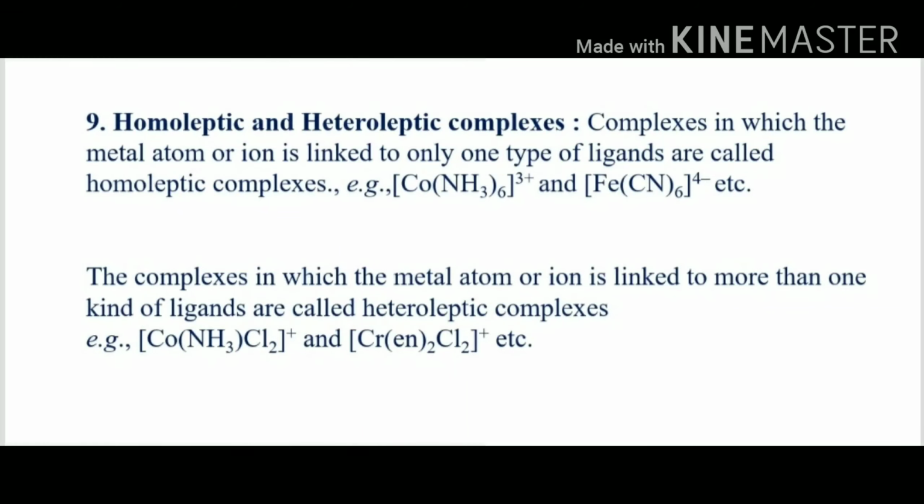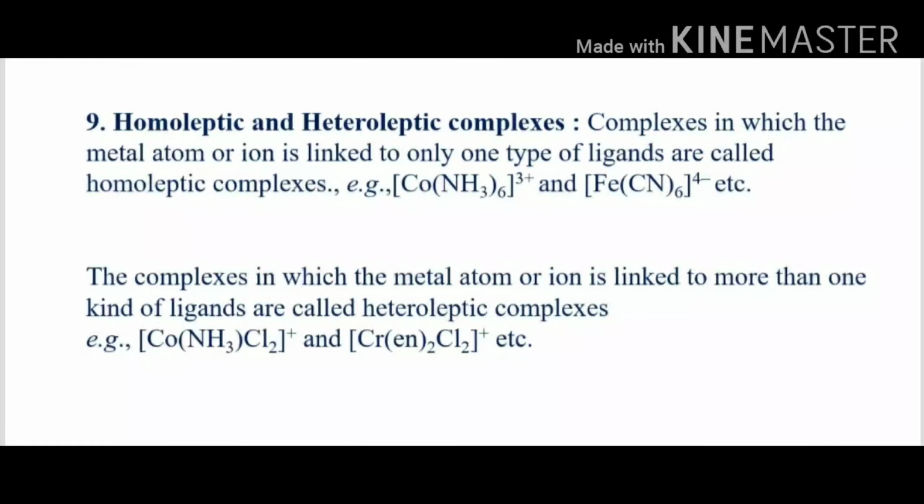The next, homoleptic and heteroleptic complexes. What are the differences between these two types of complexes? The complexes in which the metal atom or ion is linked to only one type of ligand are called homoleptic complexes. Example, hexaamminecobalt(III) ion. You see here all 6 ligands are amine. And the next one is the hexacyanoferrate(II) ion. Here all ligands are cyano, the same ligands are present. So these are homoleptic complexes.